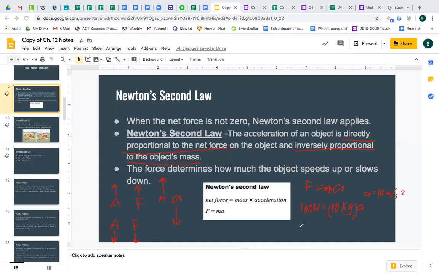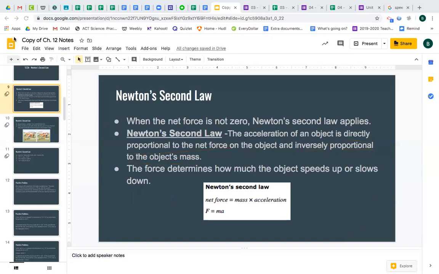Now I keep the force the same. I still have 100 newtons of force, but I cut my mass in half. So now I'm exerting 100 newtons of force on a 5 kilogram object. If I divide my 5 kilograms across, 100 divided by 5, A is going to equal 20 meters per second squared. You will notice, in this case, I cut my mass in half, I divided it by 2, which meant that my acceleration had to double, or be multiplied by 2, in order to get the same force. This is Newton's second law, and that's what we're going to practice with.